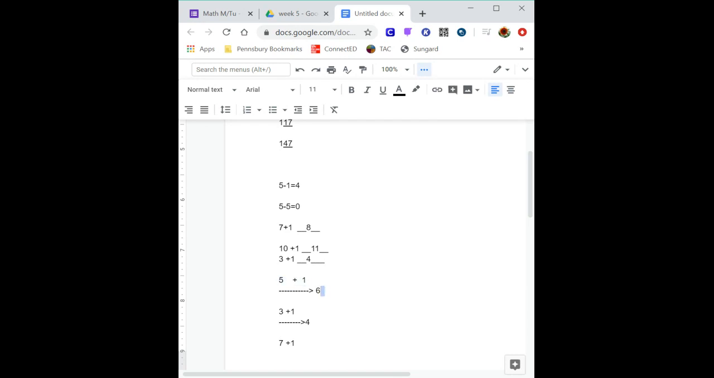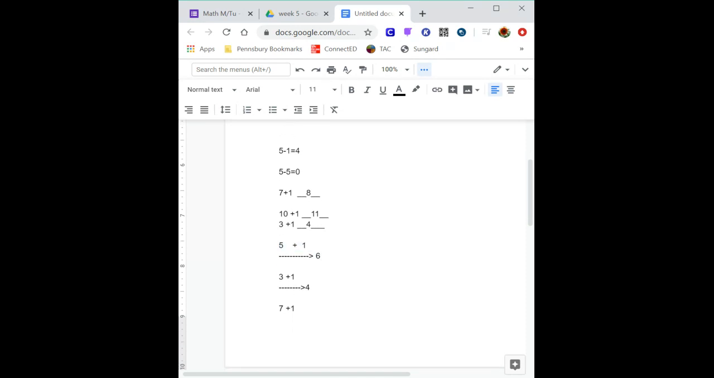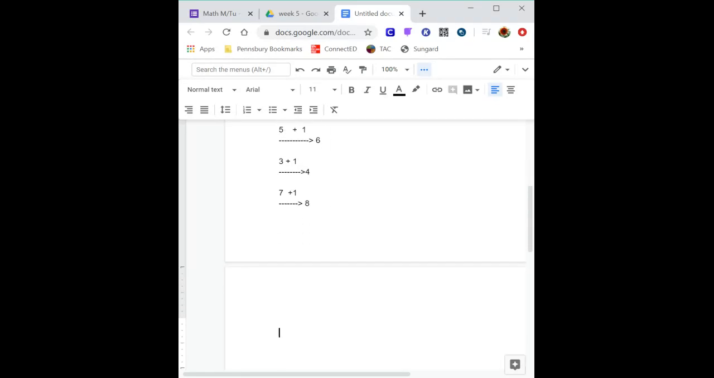2 of the numbers are small and 1 of the numbers is big. When you're doing a number family, you always have 2 small numbers and 1 big number. When you're adding, you can add any number, but you're going to end up with a bigger number. When you're subtracting, you always start with the bigger number. Right now, we're going to focus on adding. So we're always going to add the two smaller numbers to get the larger number. So 5 and 1 are the smaller numbers. 3 and 1 are the smaller numbers. And 7 and 1 are the smaller numbers. Okay?